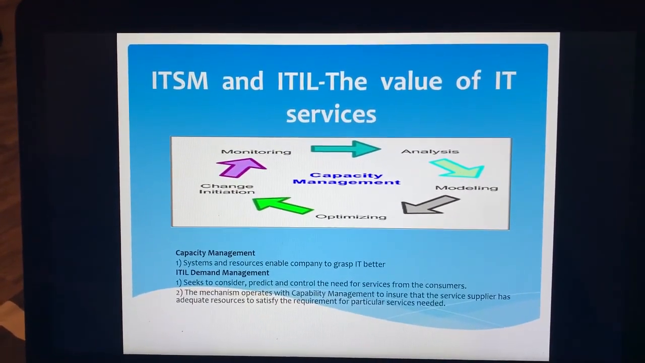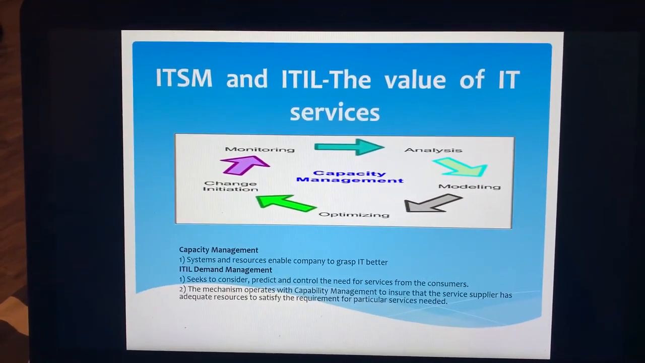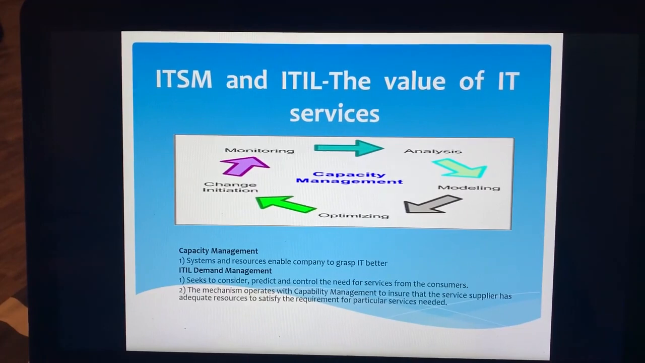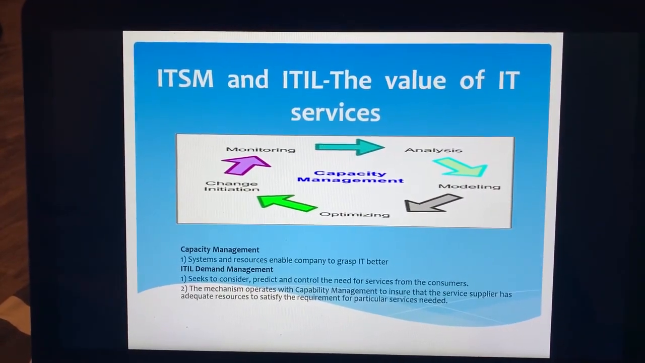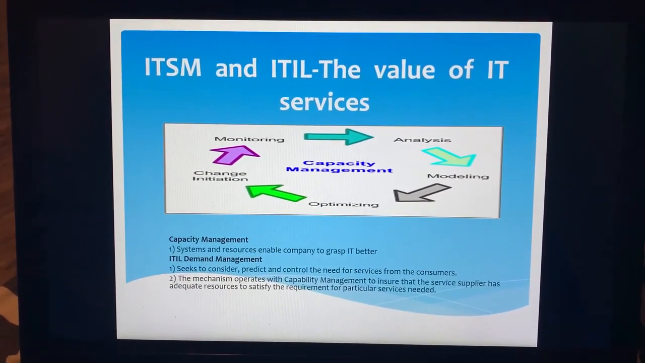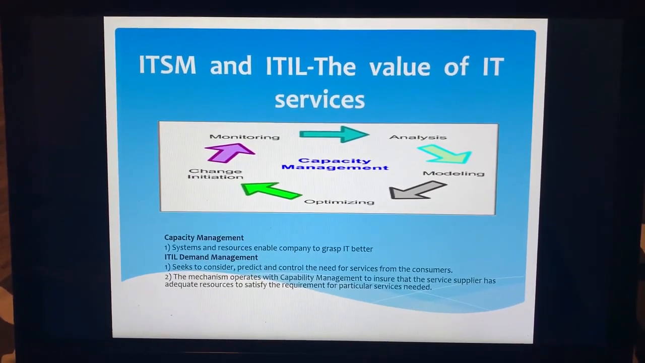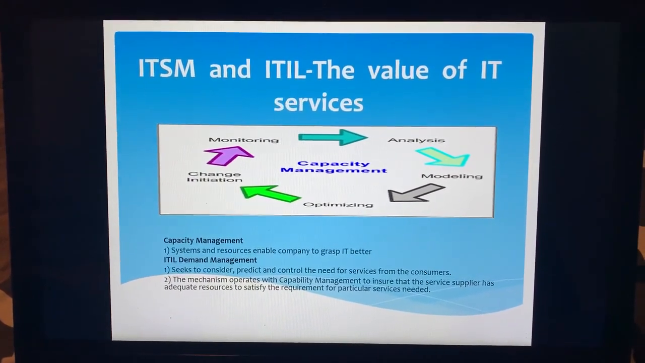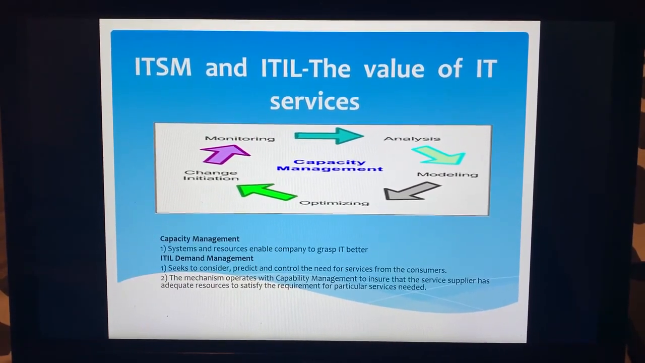So this is capacity management. For capacity management, the company should be able to grow the systems and resources for better IT. In demand management, the product and control for the services and the consumers have to be considered. The mechanism operates with capability management to ensure that the service supplier has adequate resources to satisfy the requirement for the particular services needed.